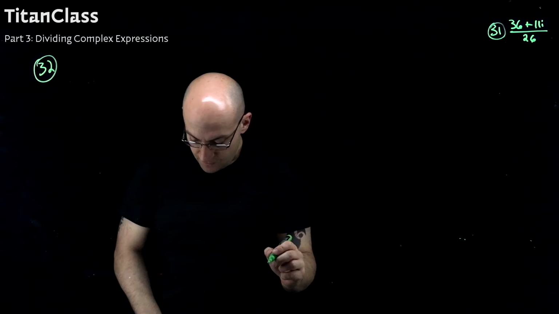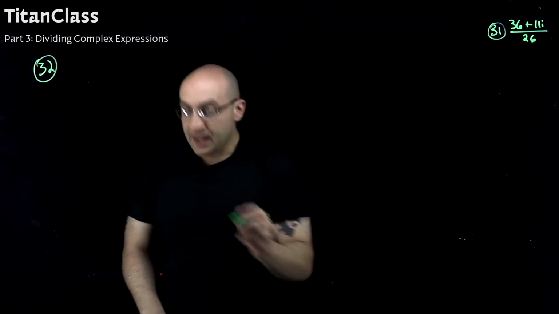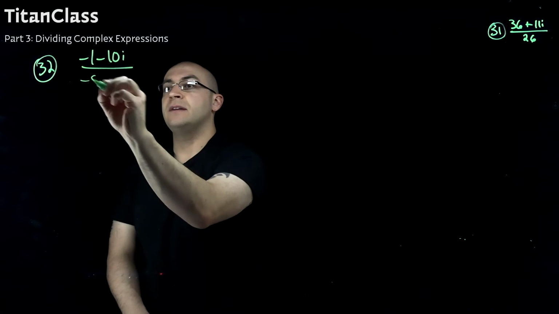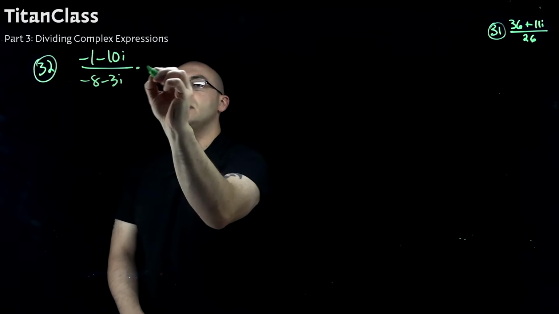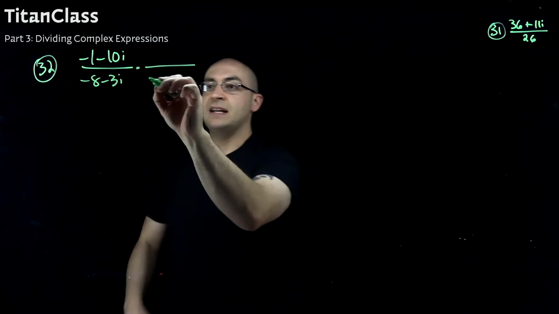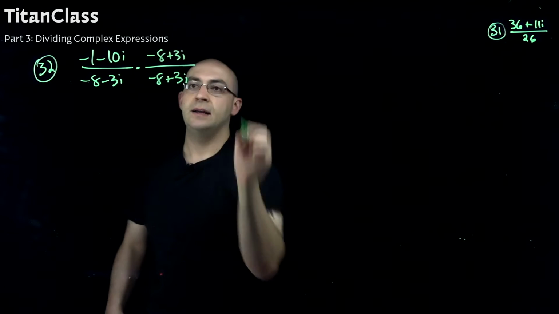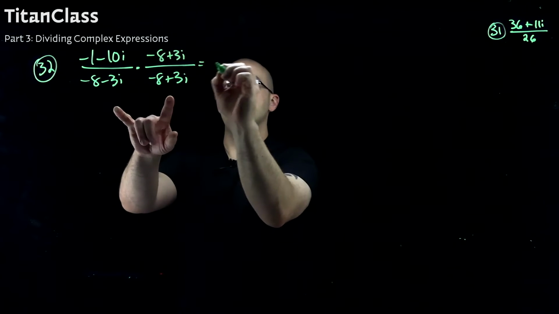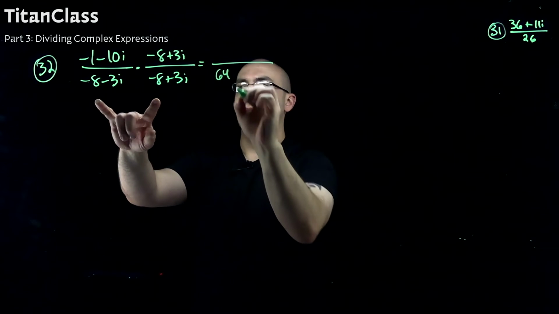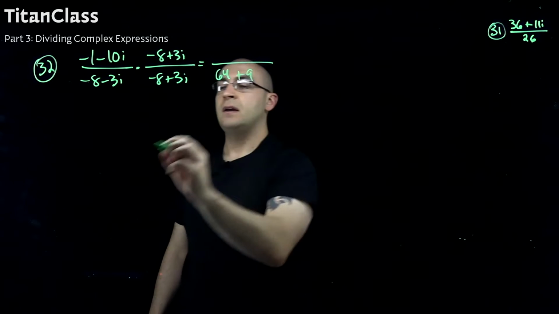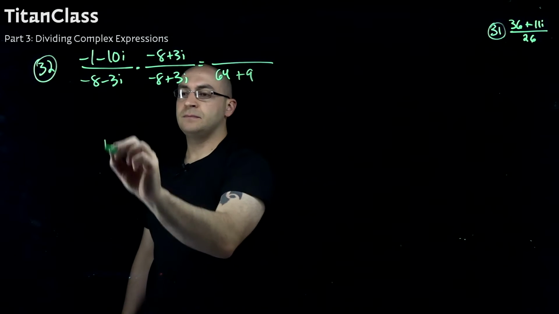All right, number 32. Negative 1 minus 10i over negative 8 minus 3i. Okay, complex conjugate is negative 8 plus 3i and negative 8 plus 3i. Bottoms are easier here, so I'm going to have a 64 and a negative 9i squared, which is just positive 9. Area model the bottom.